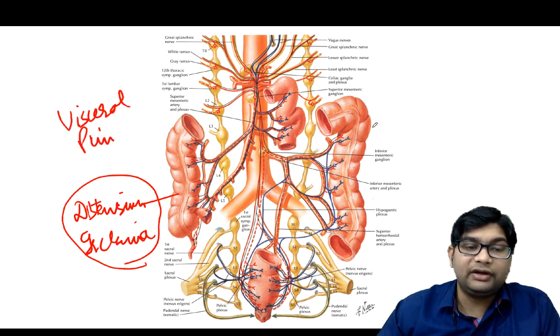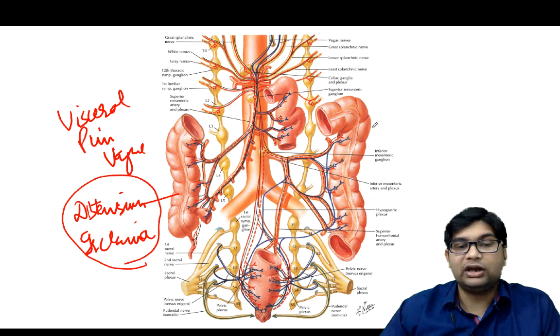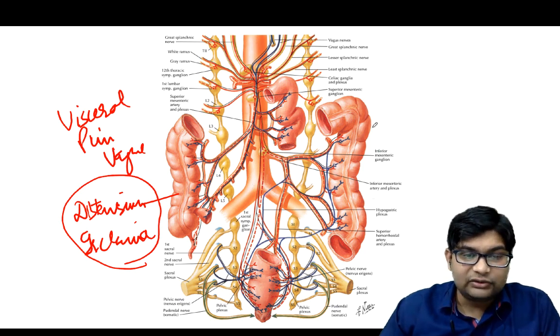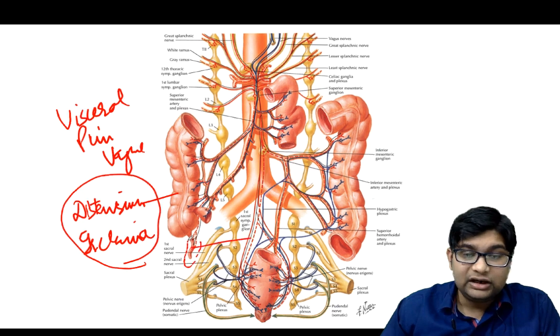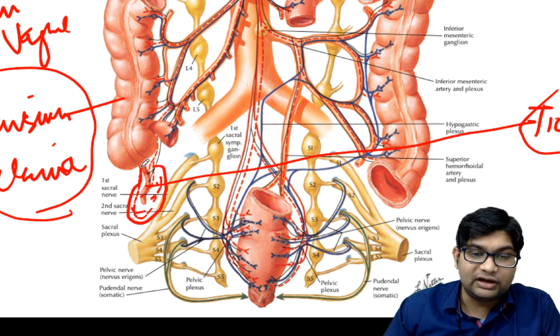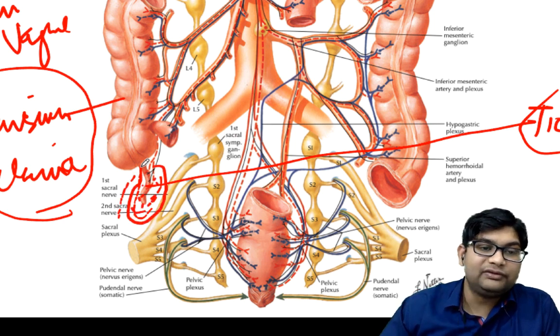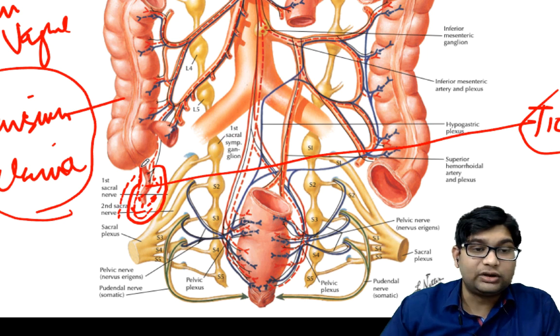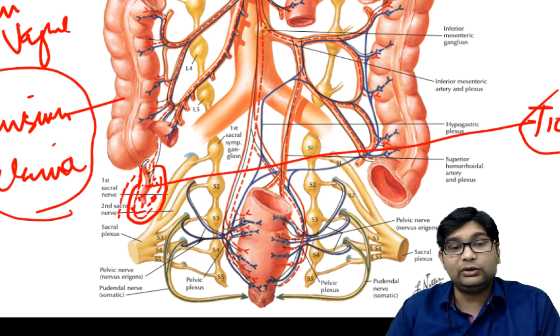Visceral pain is very vague and poorly localized. Once there is inflammation, say in the appendix, which is supplied by T10, once there is a pathology in the appendix, it will dilate first and involve the viscera. So it will cause visceral pain, which is vague and poorly localized.